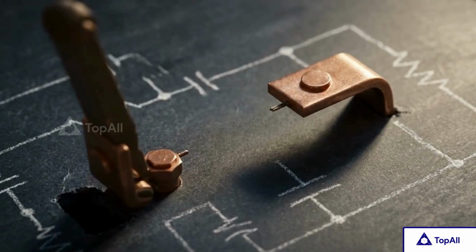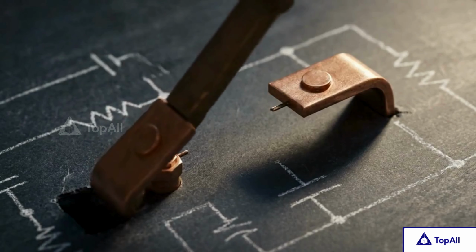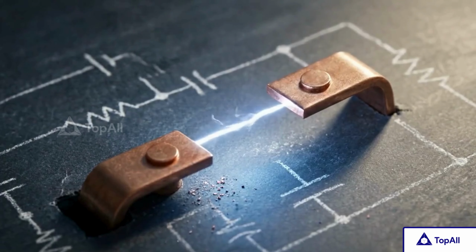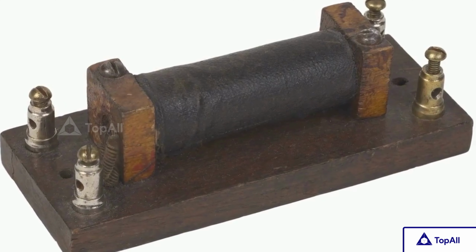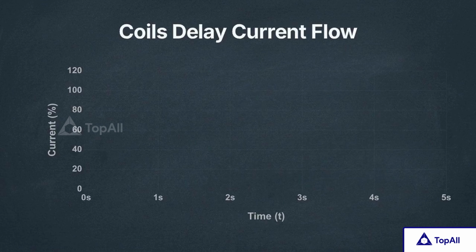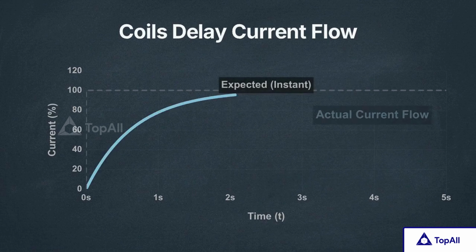When this heavy copper switch closes, we expect the electricity to reach full strength the moment the contacts meet. But if that circuit contains a tightly wound coil of wire, the current behaves strangely. Instead of spiking instantly, it ramps up slowly, struggling to reach its maximum value.